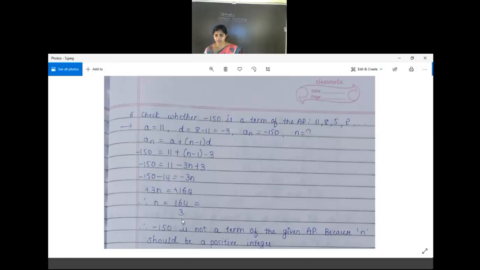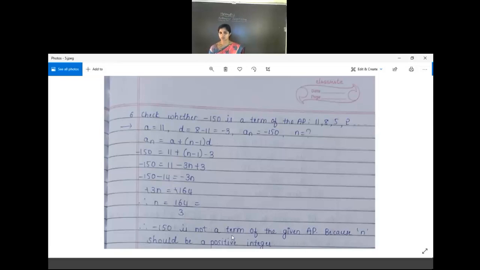It is not possible to simplify 164 divided by 3, so it is not a positive integer. Then what is our conclusion actually? Minus 150 is not a term of the given AP, because n should be a positive integer.